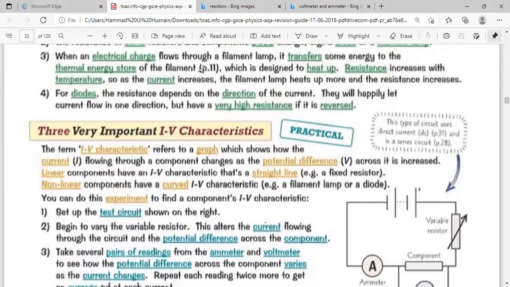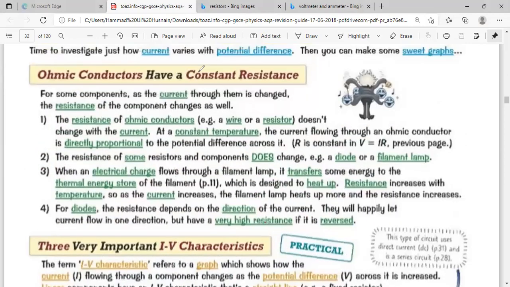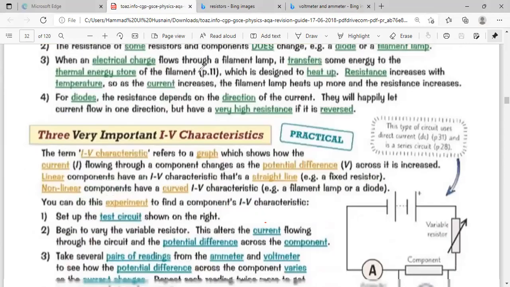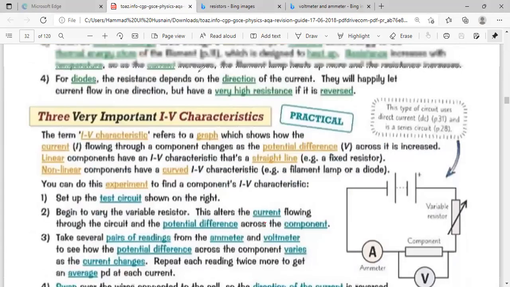Okay, so the resistance is constant when it's a straight slope. Yes, in case of ohmic devices, the resistance is the same, but in case of non-ohmic devices, the resistance is not the same. So have you got my point now?